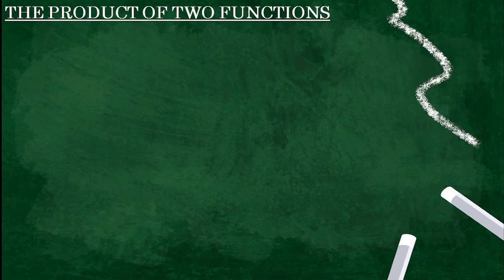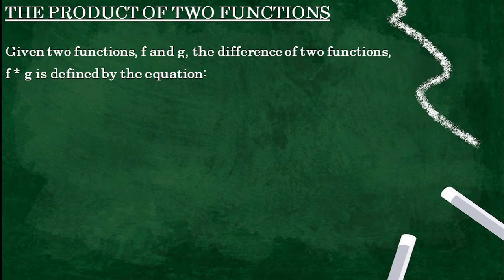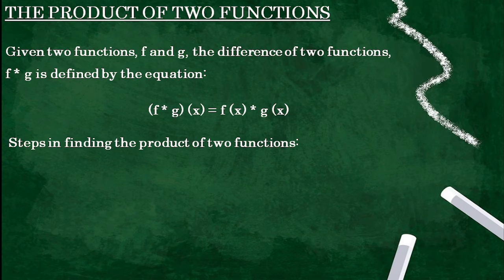Moving on to the third function, which is the product of two functions. Given two functions, f and g, the product of two functions, f times g, is defined by the equation f times g of x equals f of x times g of x.